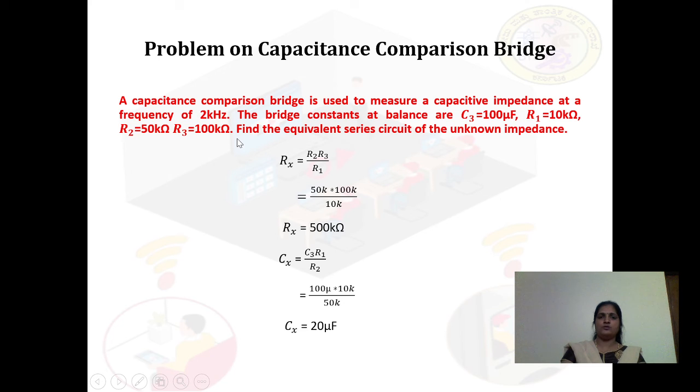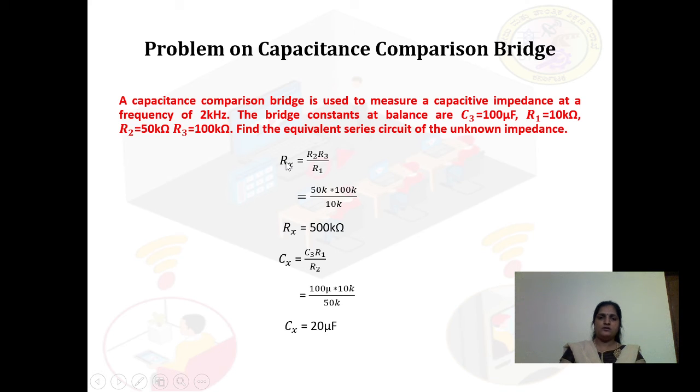Let us discuss the problems. This is to measure an unknown capacitance with the help of a known standard capacitance. A capacitance comparison bridge is used to measure a capacitive impedance at a frequency of 2 kHz. The bridge constants at balance are C3 equal to 100 microfarad, R1 equal to 10 kilo ohm, R2 equal to 50 kilo ohm, and R3 equal to 100 kilo ohm. Then find the equivalent series circuit of the unknown impedance.